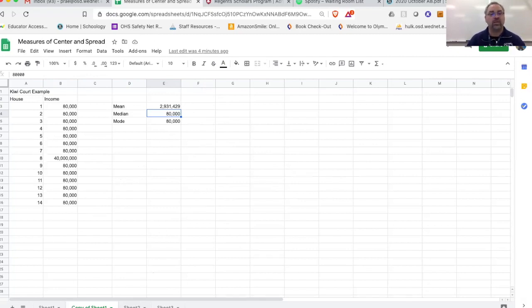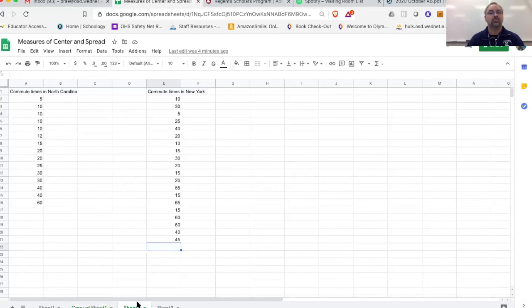Let's talk about medians, and then we're going to talk about quartiles, because we're going to be coming up with something called a 5-number summary for our data. Now, my first data set here, I have commute times in North Carolina. So we have a random sample here of 15 commute times, and I did put these ones in order. I didn't order the ones for New York. I'll show you how to do that here in a second.